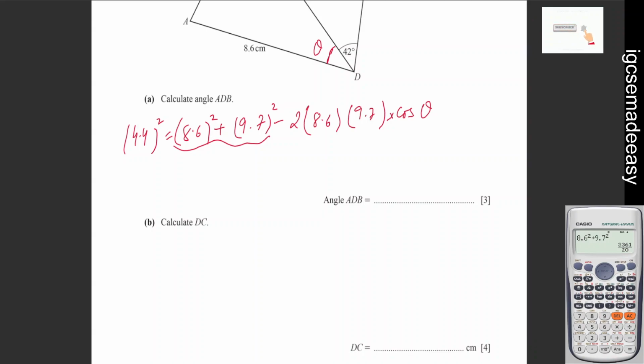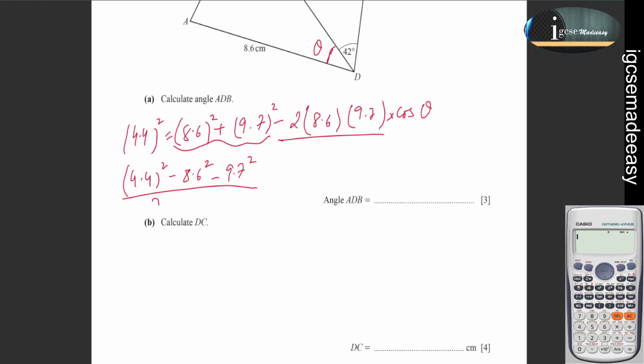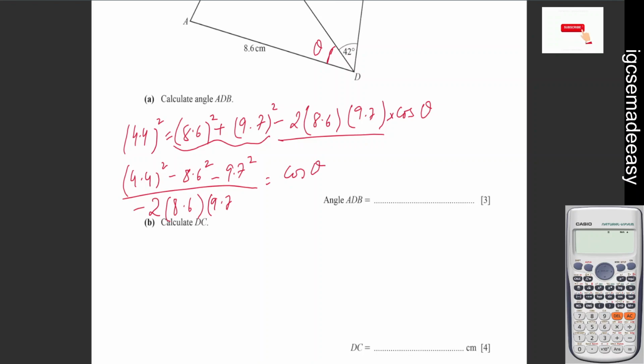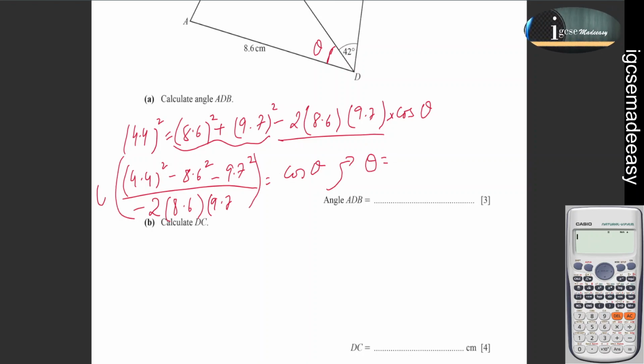Or we can do one thing, we can shift 4.4 square minus 8.6 square, then minus 9.7 square, right? I just took these two towards the left side, and then I can divide the whole thing. Now it will be divided by 2 times 8.6 into 9.7, with the minus of 2 coming down, right? There we will be left with cos theta. So to find the value of theta, we can take cos inverse of this.